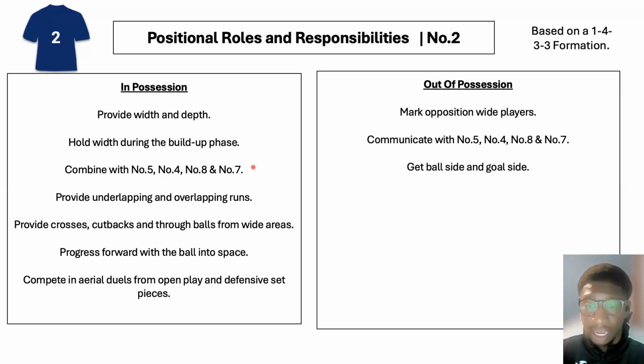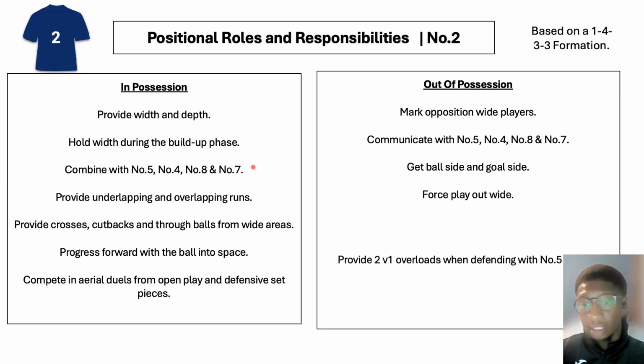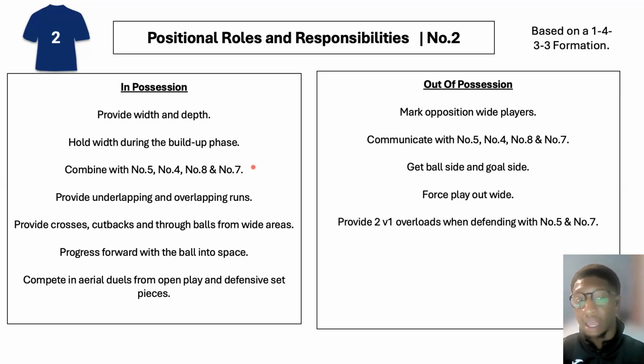Get ball side and goal side, so to be ball side and goal side to protect the goal when out of possession. Force play out wide, so their aim as a fullback is to force the play outside. Provide 2v1 overloads when defending with the 5 and the 7.